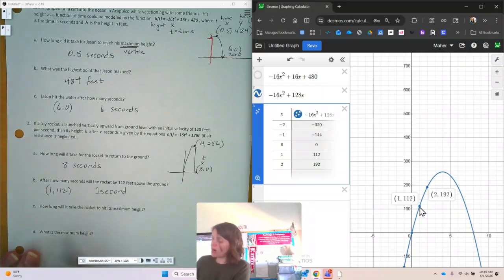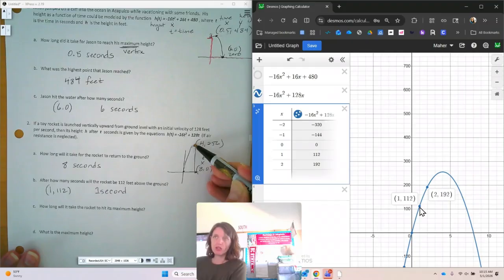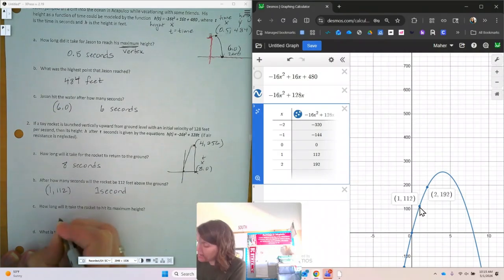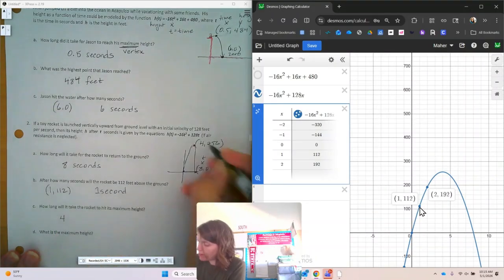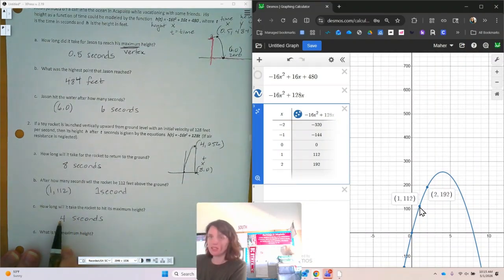How long will it take the rocket to reach its maximum height? Well, its maximum is the vertex. So the vertex up here, we already know that 256 feet is the vertex height, but we're looking for the time here because it says how long will it take. So if it says how long will it take, the number is 4, right, from that vertex. It's half of the time, right? If it takes it 4 seconds to get up, then it takes it another 4 seconds to come down, right? So 4 seconds and 4 seconds, right, gives me 8 seconds, the total travel time.